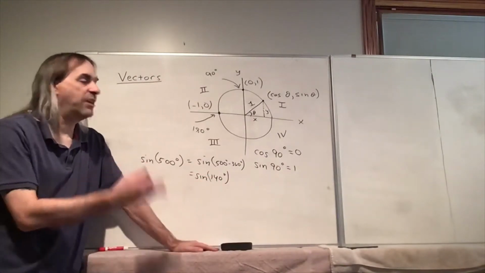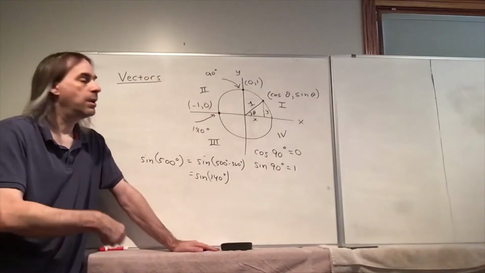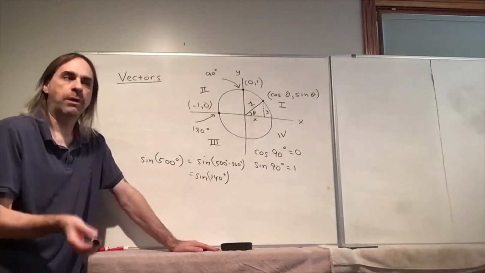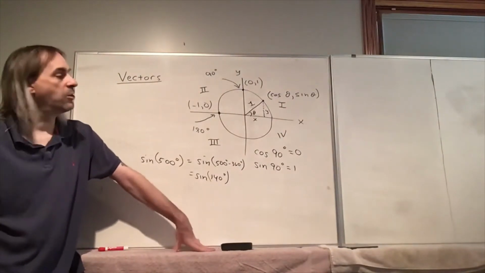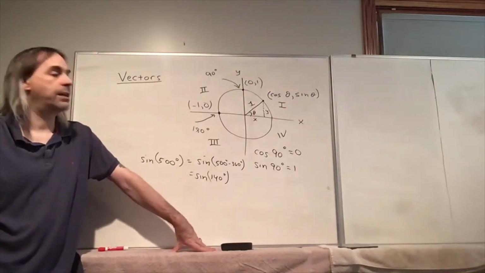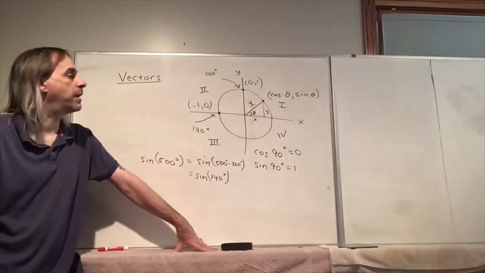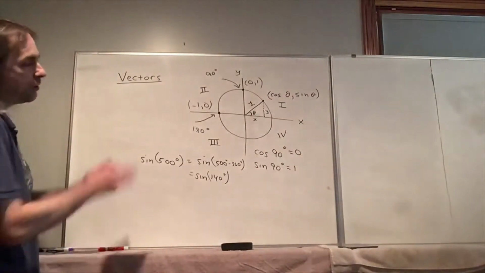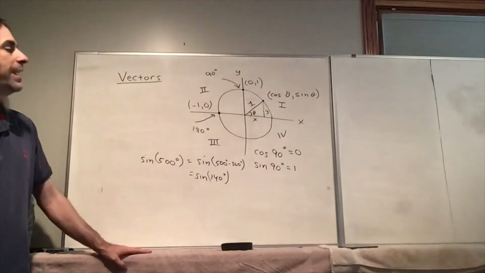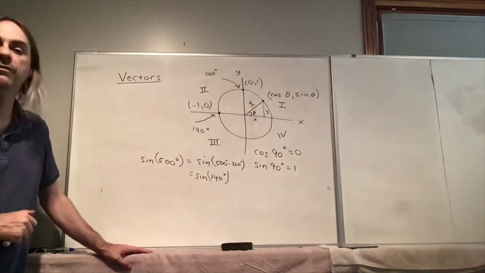And so these trig functions are cyclic. Tangent repeats itself after every 180 degrees, but sine and cosine repeat themselves after 360 degrees. Okay, so the unit circle is a very good way of looking at basic trig functions.